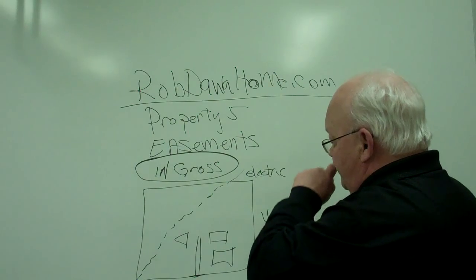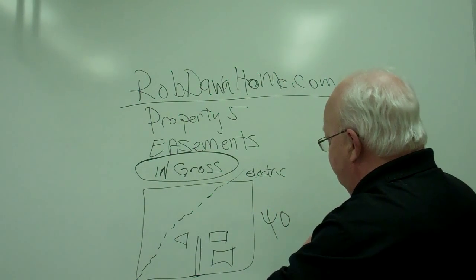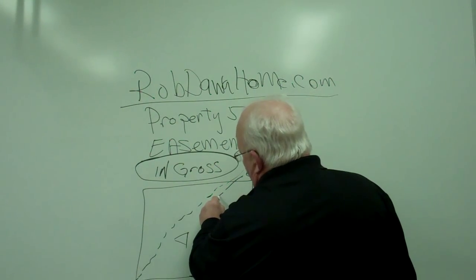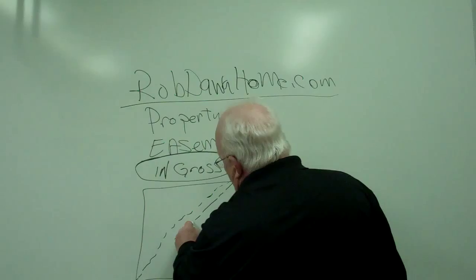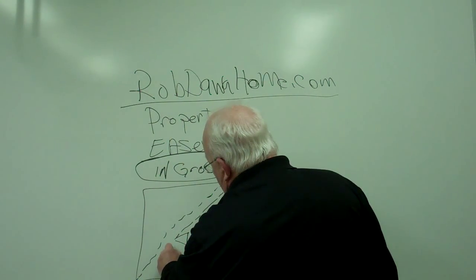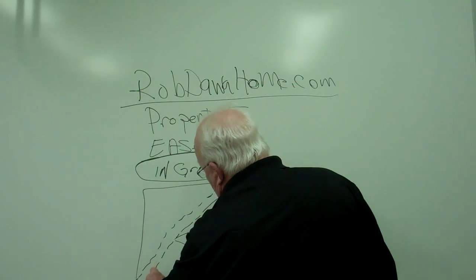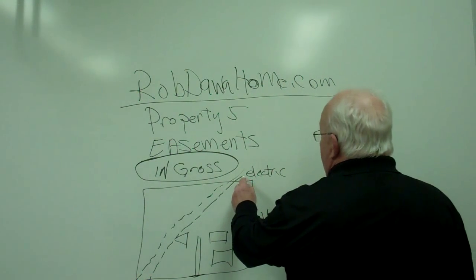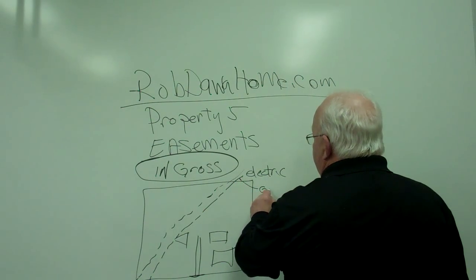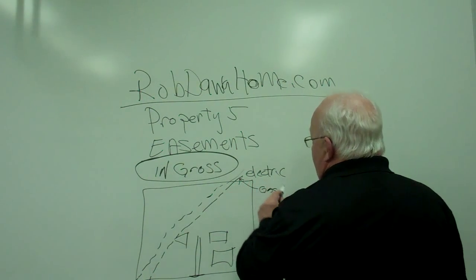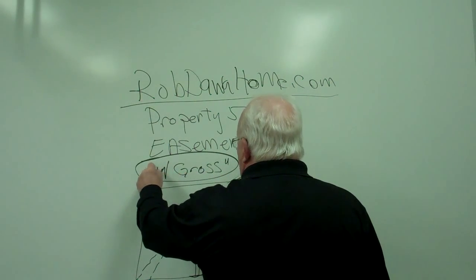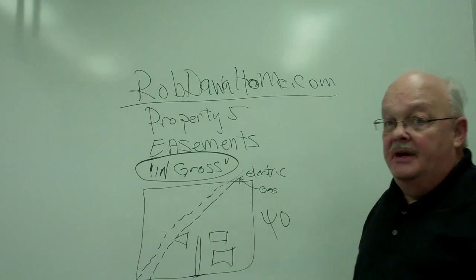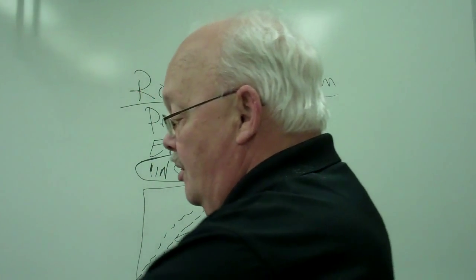Now, what happens if you've sold this guy an easement and the gas company wants to come along, and I'm going to put a different kind of line here, and run a gas line through here. They can do it, okay? So this one here is a gas line, okay? Because, here again, it's an easement in gross, okay? And what that means is one company can use it, another company can use it. Okay, so that's important.